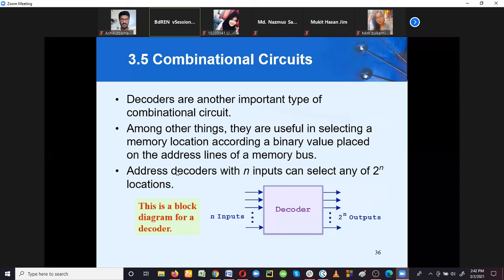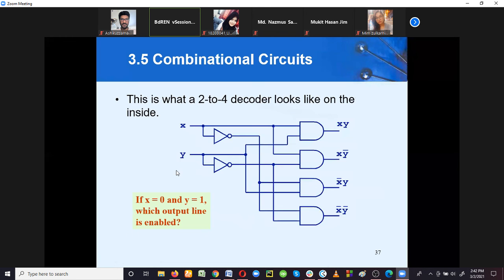That means if the number of inputs is n, the number of outputs will be 2 to the power n. This is the work of a decoder. In a decoder, the number of outputs will be much more than the number of inputs, and the ratio is 2 to the power n.